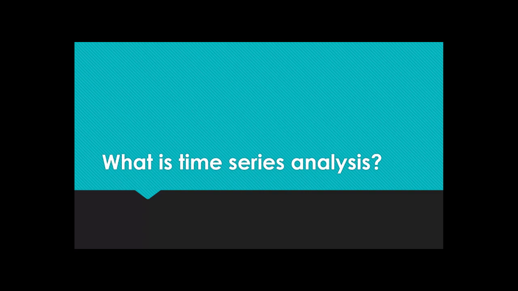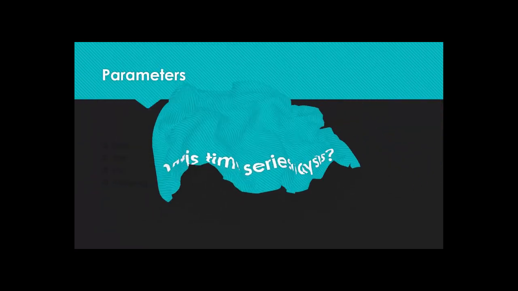So, what are the parameters of a time series object? The first parameter is the data. The second is the start. The third one is the end. And lastly is the frequency. Data is a vector or matrix containing the values used for the time series, while start specifies the start of the first observation in the time series. End specifies the date for the last observation in the time series, while frequency specifies the number of observations per unit time.